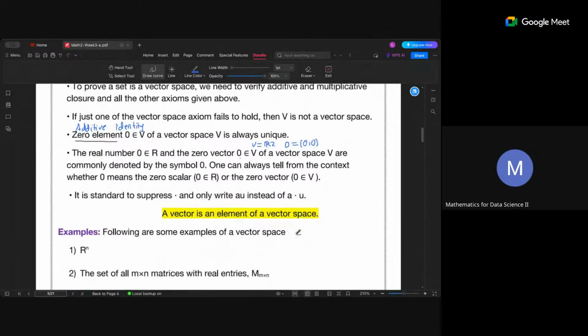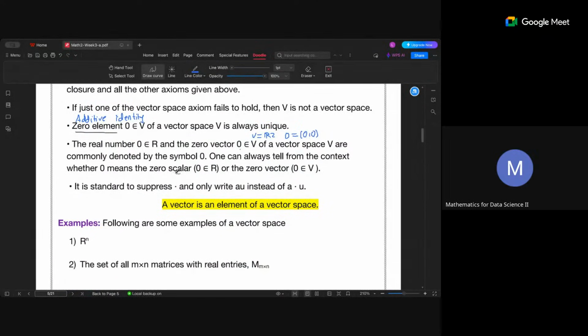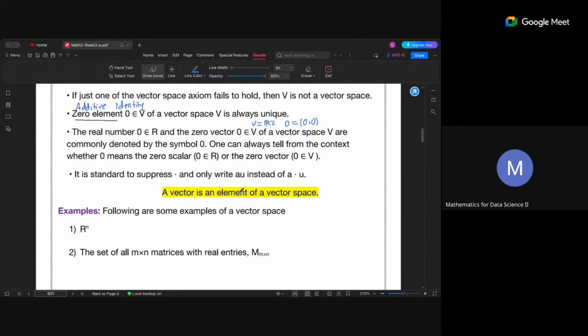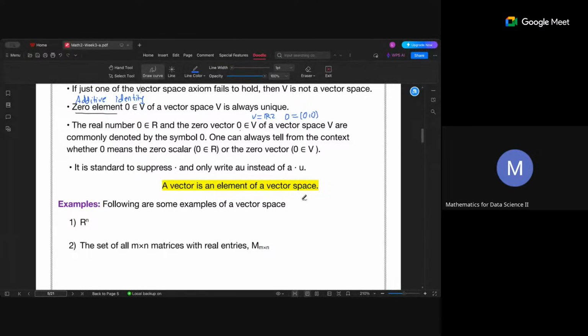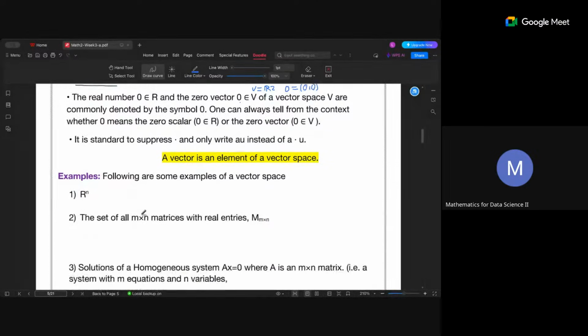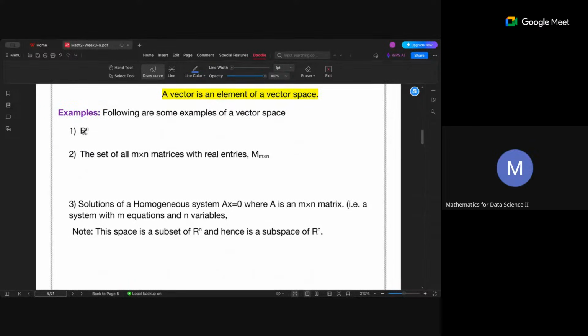So for scalar multiplication, we don't put the dot, we simply write it like this. A vector is an element of a vector space. For us, what is a vector? A vector is just an element of a vector space. Okay, fine. So the very common examples are Rn.